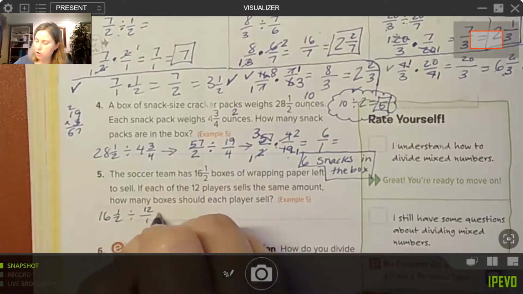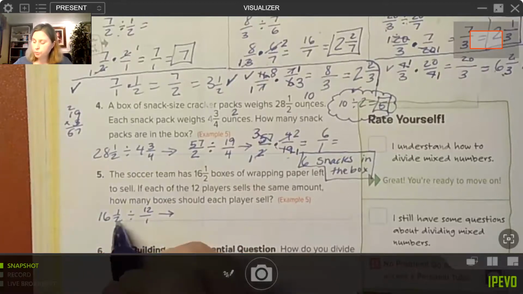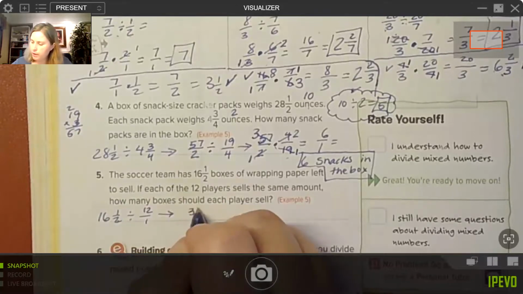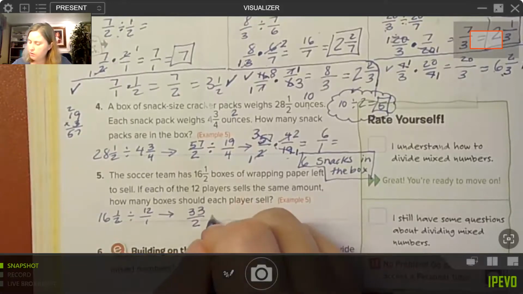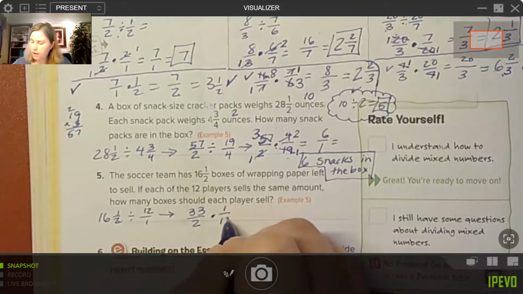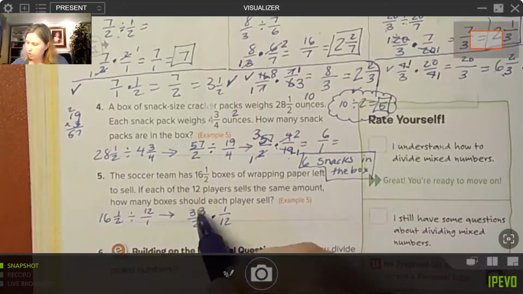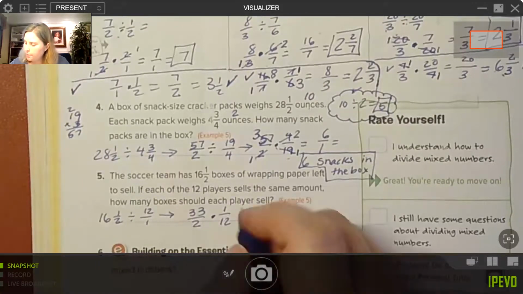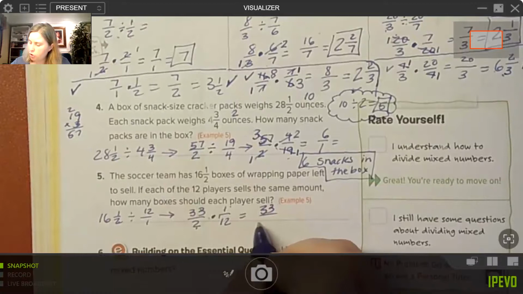And I'll go ahead and write that 12 as 12 over 1. And then we need to change these to improper fractions. 2 times 16 is 32, plus 1 is 33. So 33 halves. I'm going to change the divide to times and change the 12 over 1 to 1 over 12. And so then we have, can we cross cancel? No, no. Okay, no cross canceling anywhere. Okay, too bad. And then numerator times numerator is 33. Denominator times denominator is 24.